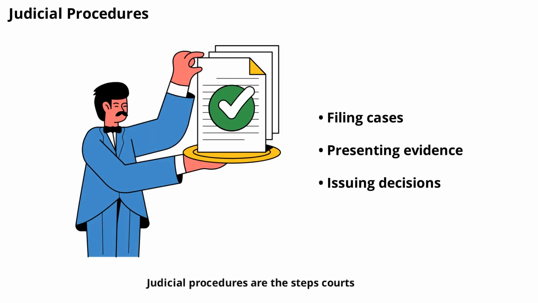Judicial procedures are the steps courts follow to resolve disputes and interpret laws. This process includes filing a case, presenting evidence, hearing arguments, and issuing a decision. Judicial procedures are designed to be fair and impartial, giving both sides a chance to be heard. These rules help maintain trust in the legal system and ensure justice is served.